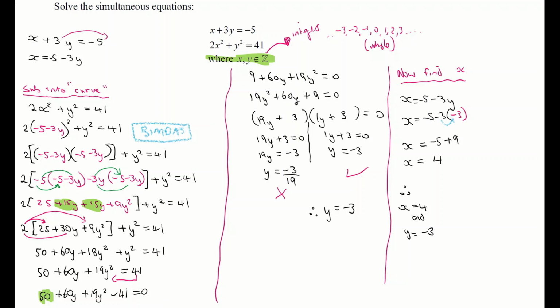And again, we're only taking the negatives and positives for x and y because the question said where x and y are elements of Z, integer numbers. That is question 3 done out. Let's have a look at our final question, question 4.